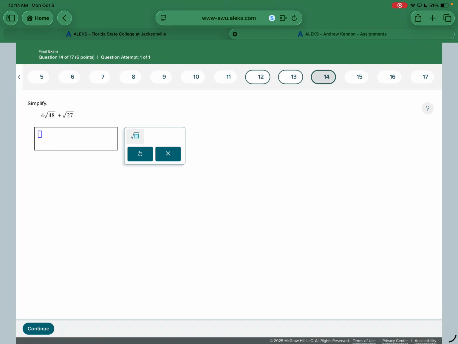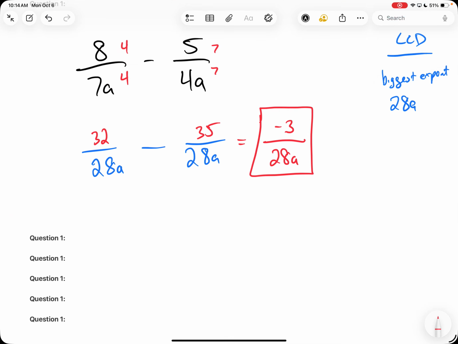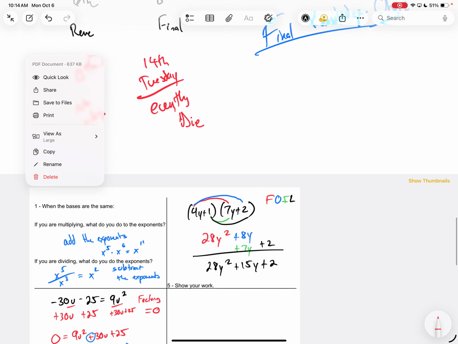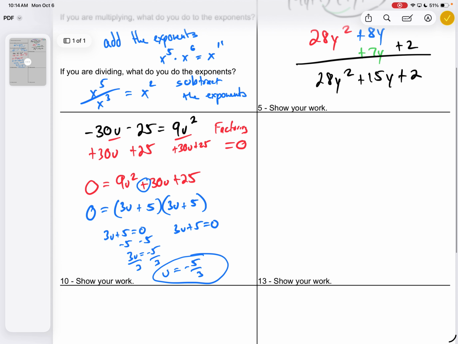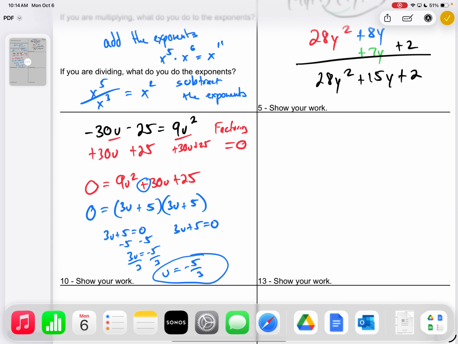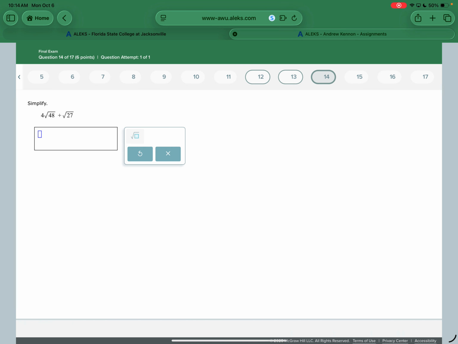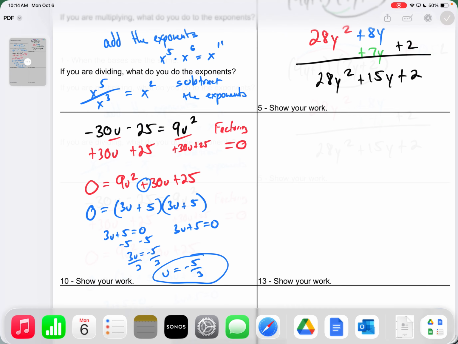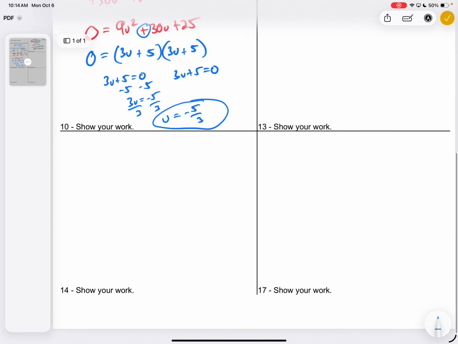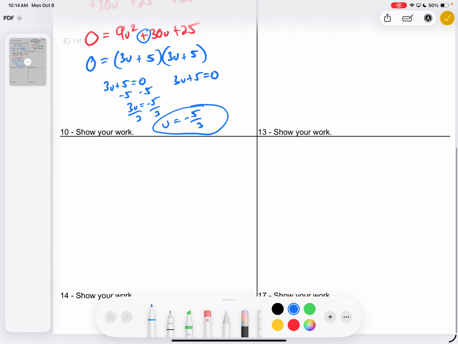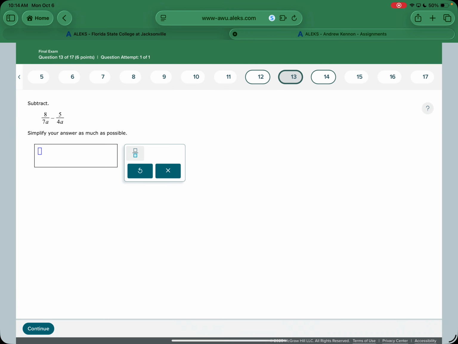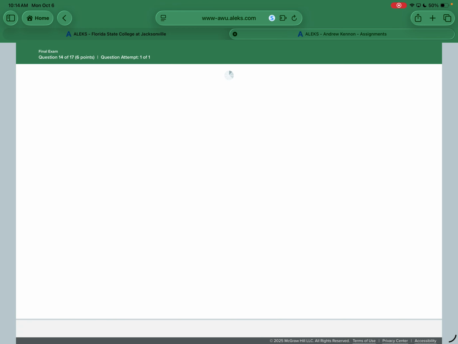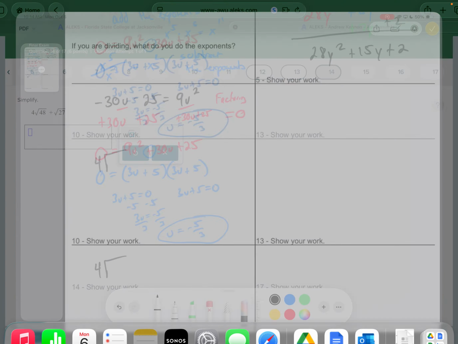$14 is on our show your work page. 448.27. Or this is 13, isn't it? No, just the 13. The last one was 13? Yeah. Man, okay, I'll copy that over. So yeah, you are supposed to show your work on that one. What was this one? 448.27? Okay, so yeah, you do need to show your work on that one.